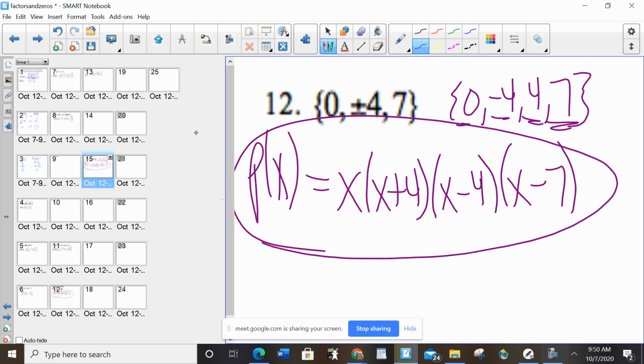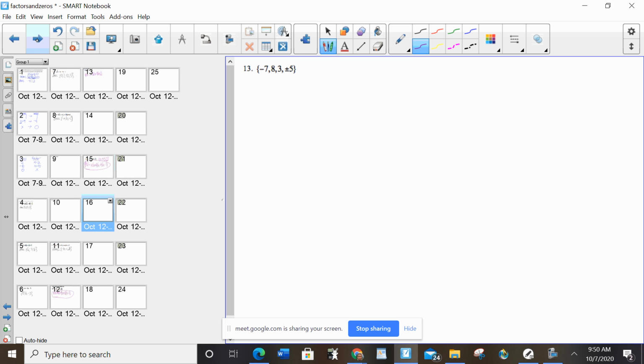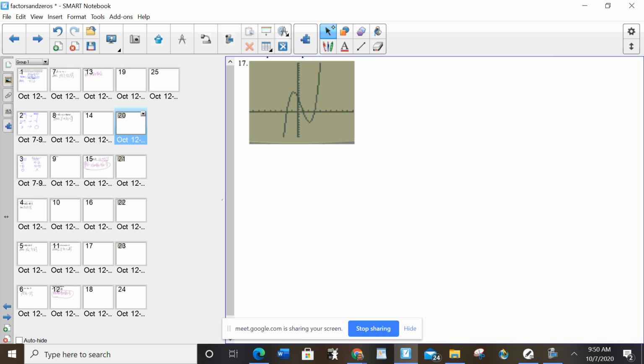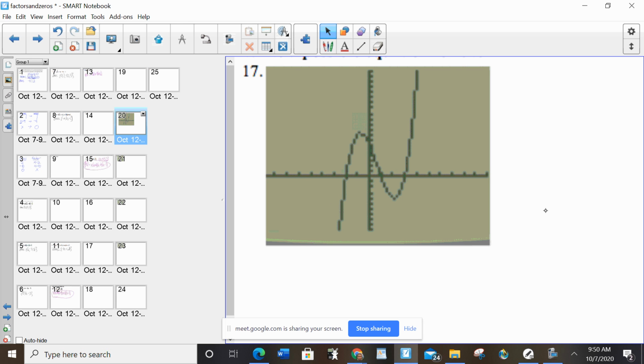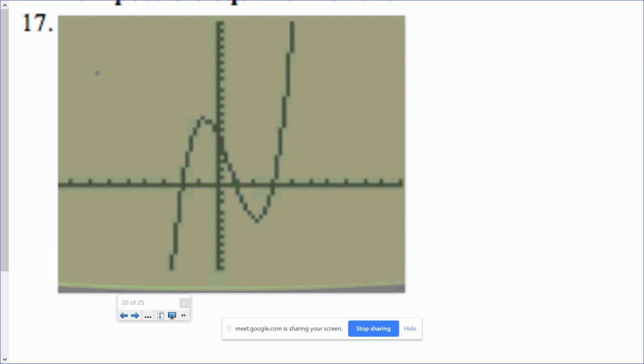Now we're just going to add one little piece, and we're going to add one little concept. I'm going to give you a graph. So if I give you a graph, well, I can find the zeros. What the zeros are is where the graph hits the x-axis. So my zeros, I'm going to have to pull them off the graph. My zeros are negative 2, 1, and 3.